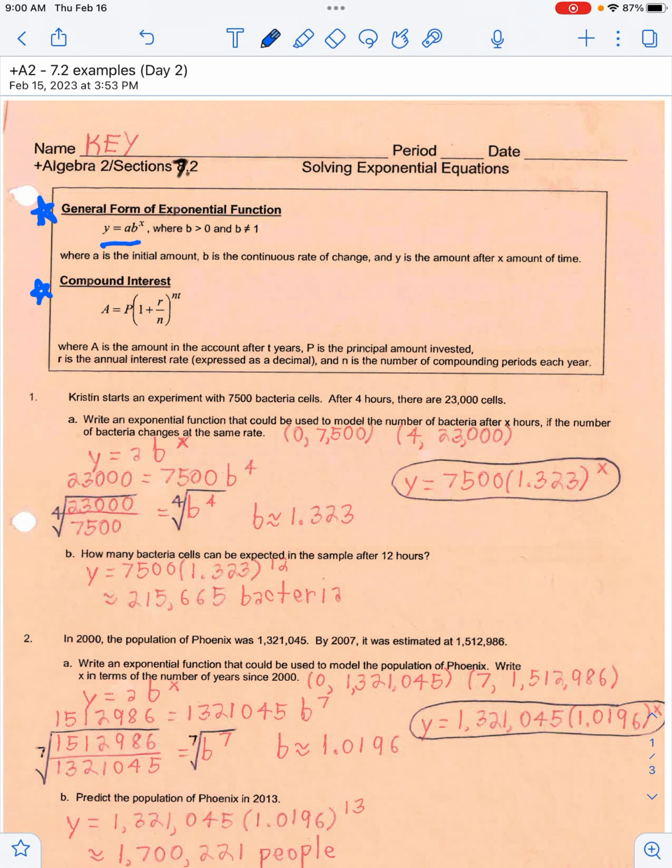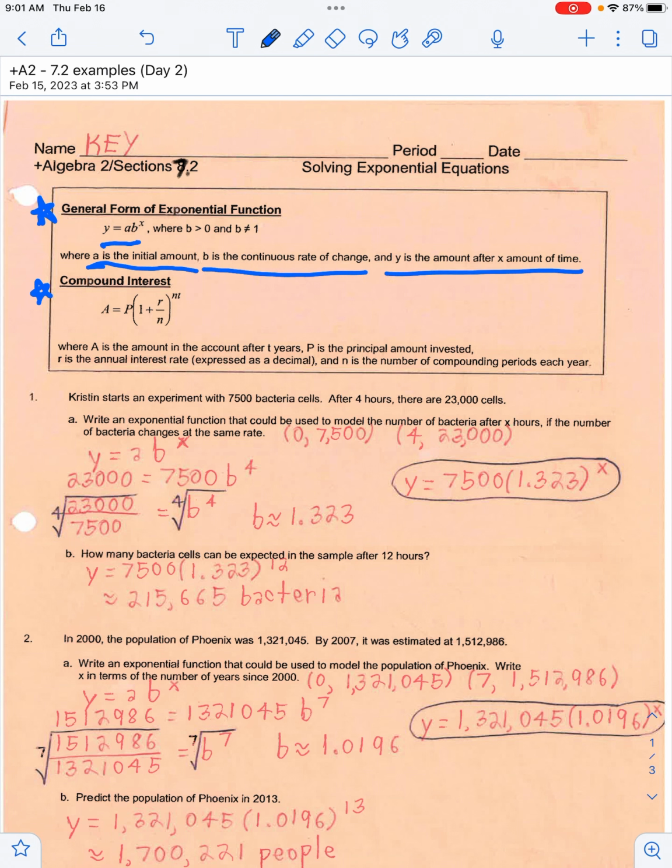So starting with the general form on the front side, A in that formula is always going to represent the initial amount of whatever it is you have. B, of course, is going to be the continuous rate of change, the base, and Y is the amount you have after X amount of time.